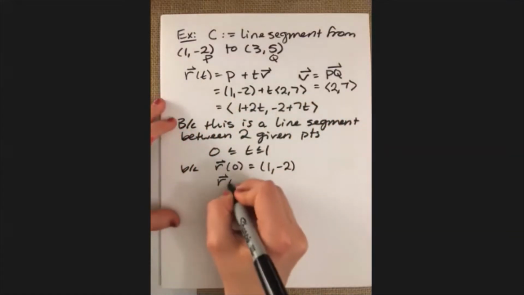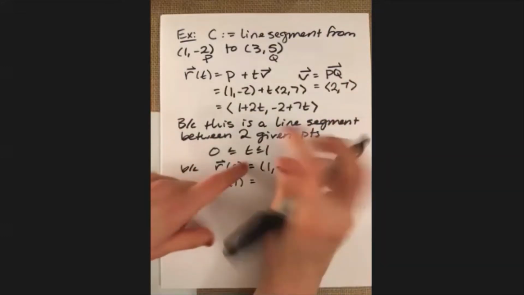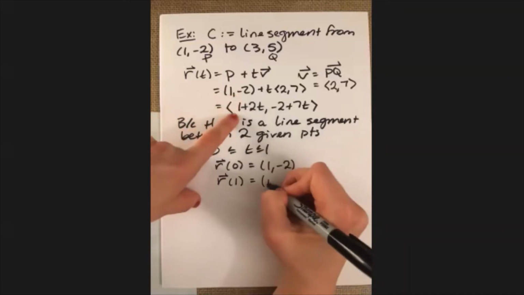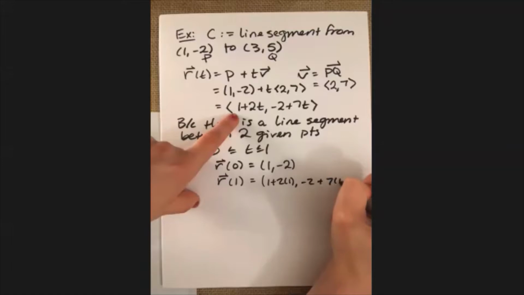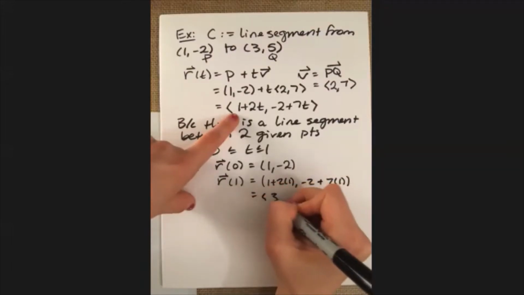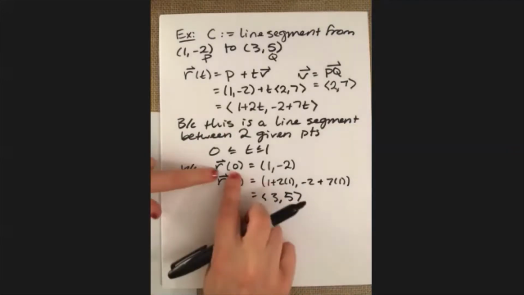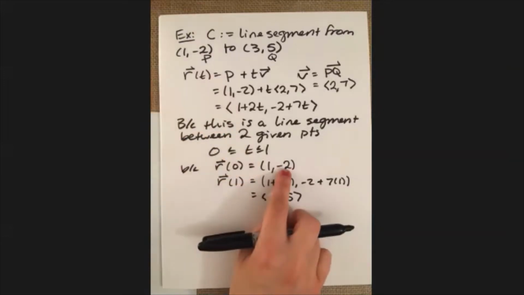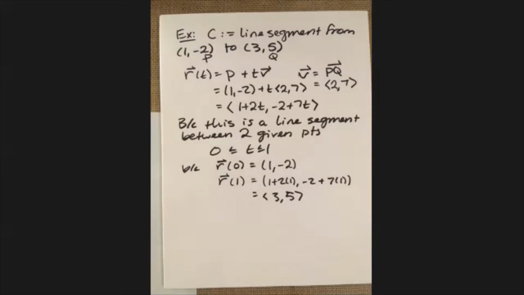And then if we take r of 1, at the end of t, when I'm done traveling along this line segment at t equal to 1, my final time, I'm going to get 1 plus 2 times 1, and then -2 plus 7 times 1, which gives me (3, 5). And that's my ending point. So that makes sense: at the beginning, t equal to 0, I am at the point that I'm starting at, and then at t equal to 1, which is where I want to stop, I get the point that I wanted to stop at. So that gives me my bounds.